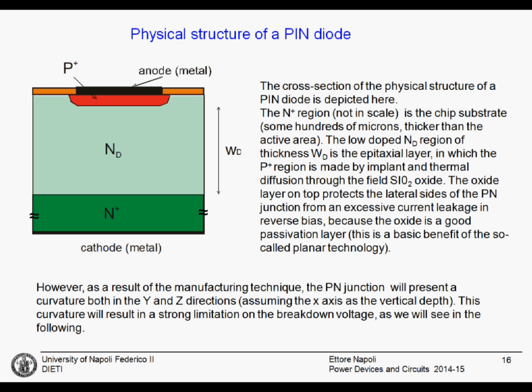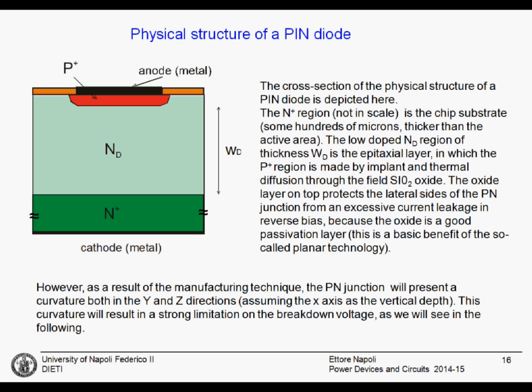First of all, this N+ region, the substrate where the cathode is manufactured, is not in scale, it's much thicker, can be some hundreds of microns. And the top surface, the anode, is not diffused or implanted on the entire area of the chip, because the side connection would have too many defects and would limit the breakdown voltage.